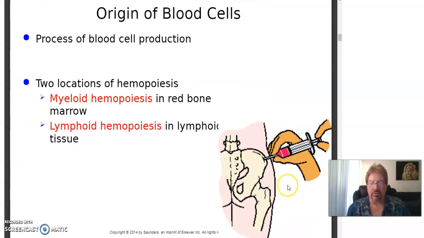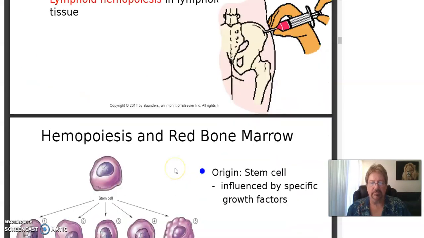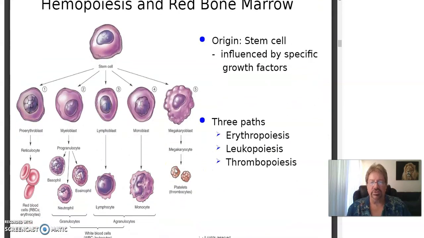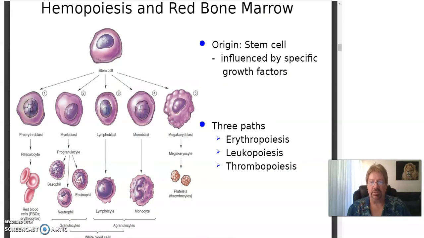Origin of blood cells. All blood cells are created in red bone marrow, myeloid hemopoiesis. They are not created in lymphoid tissue, but they undergo processing and maturation in lymphoid tissue. Here it shows them drawing some bone marrow out of the hip. Hemopoiesis is the word for creating blood cells. It takes place in the red bone marrow.